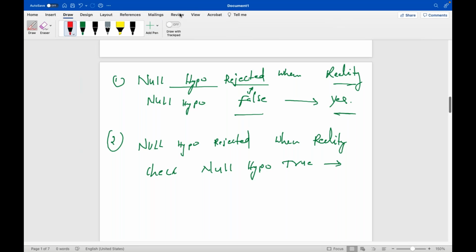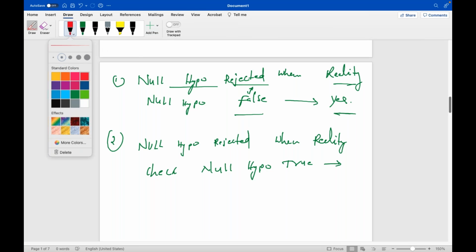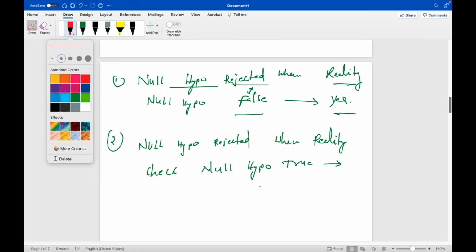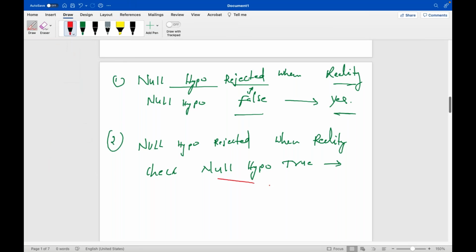See guys, in reality check it was proving that it's true. Our null hypothesis is true. But actually the statistician was proving that it's rejected. So is it an error or not? It's an error.